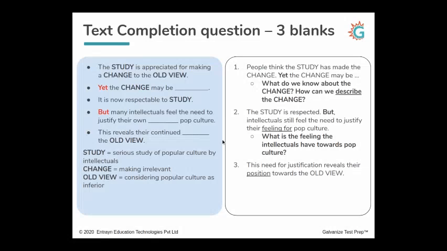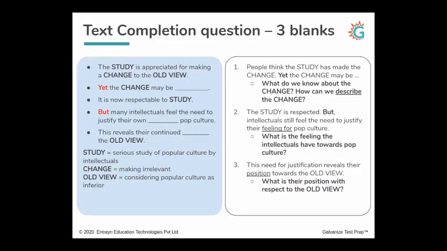Now they have a continued blank, the old view. So towards the old view, they have some relationship, some position. What question would you ask? What is their position with respect to the old view? Now when you have these three questions, it becomes easier for you to solve the whole TCT question.